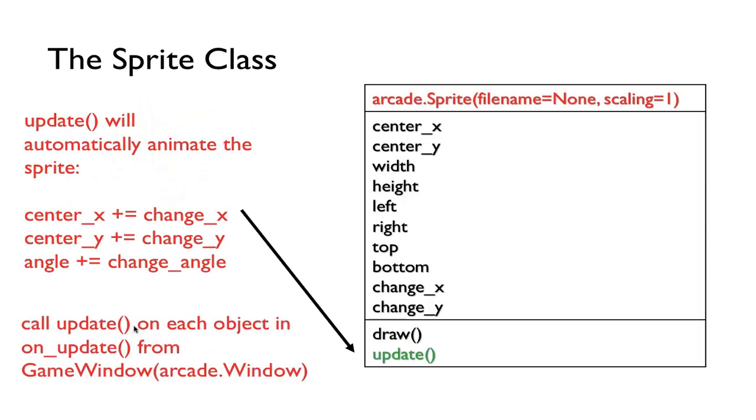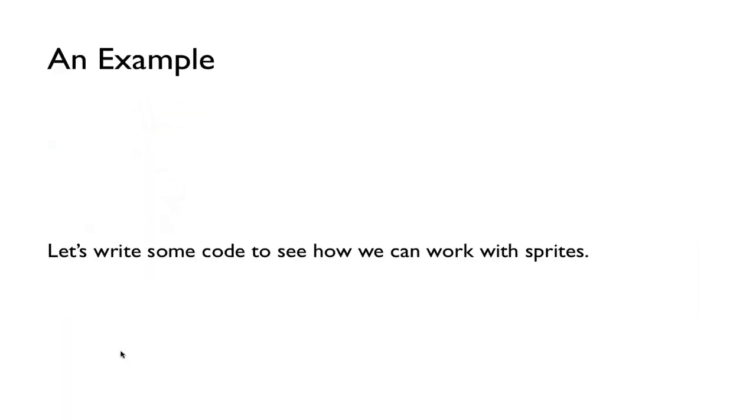Typically we call update on each of the sprites that we have in the game, and we do that from the on_update method of the game window. This is because on_update is the method that runs automatically 60 times a second, and this is how we create the illusion of animation. So let's see an example here.